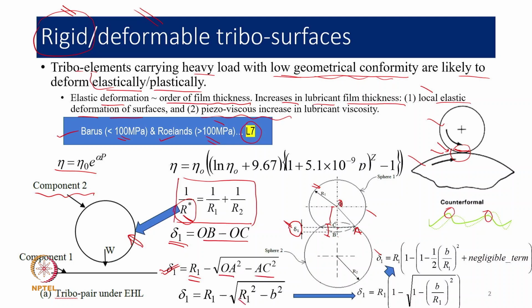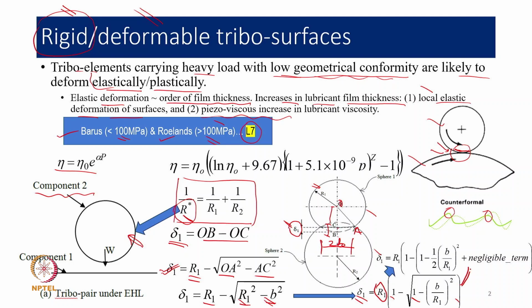And now substituting OA as R1, and here there is the semi width or half width of the Hertzian contact. Whatever contact is getting formed over here, this to this, it is equivalent to 2b. So we are considering b as the semi contact length in this case. So that has been mentioned here, delta 1 is equal to R1 minus the square root of R1 square minus b square. Now we know very well that it can be simplified. We take R1 common, and this expression can be given as 1 minus the square root of 1 minus (b by R1) square.